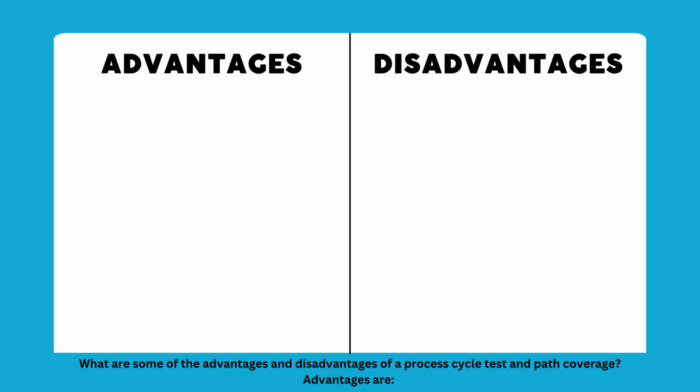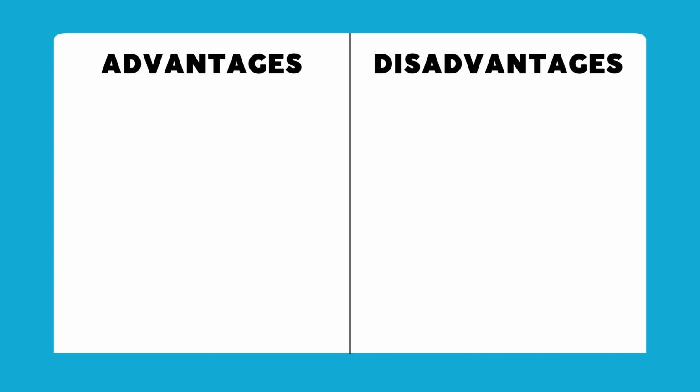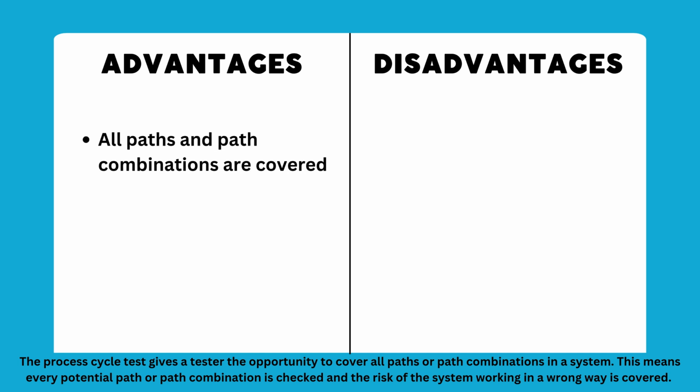What are some of the advantages and disadvantages of a process cycle test and path coverage? Advantages are, 1. The process cycle test gives a tester the opportunity to cover all paths or path combinations in a system. This means every potential path or path combination is checked and the risk of the system working in a wrong way is covered.